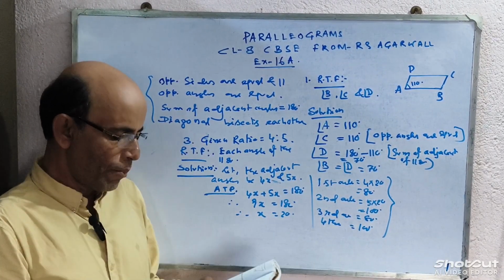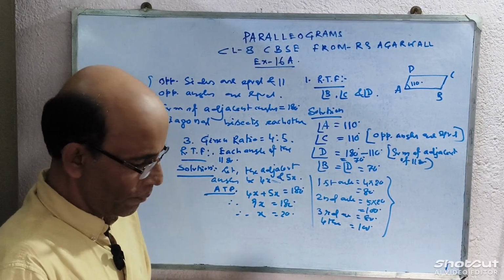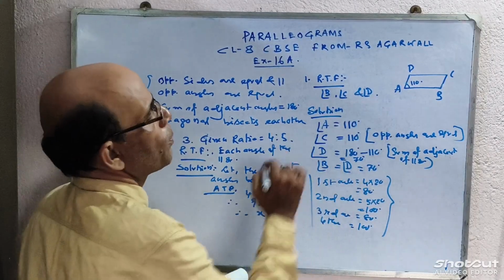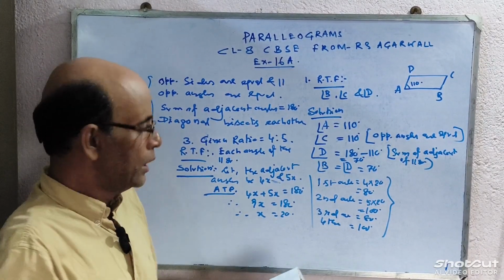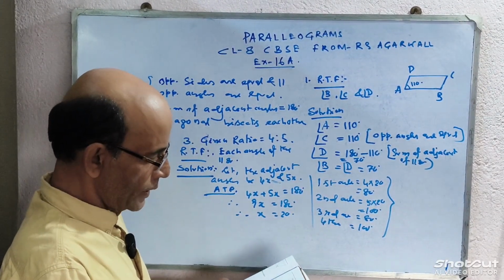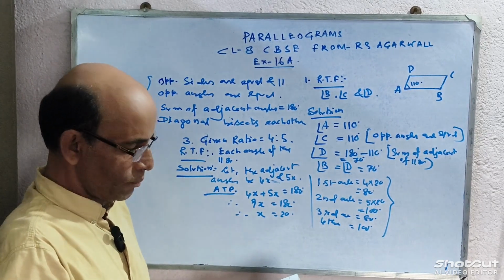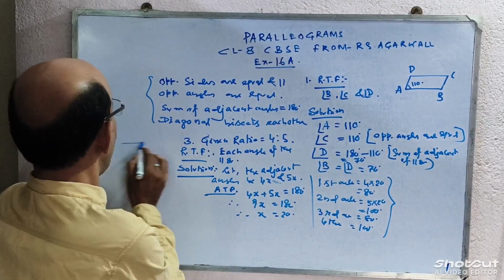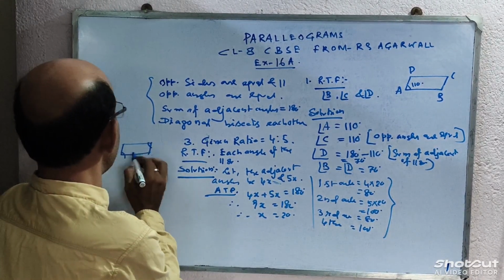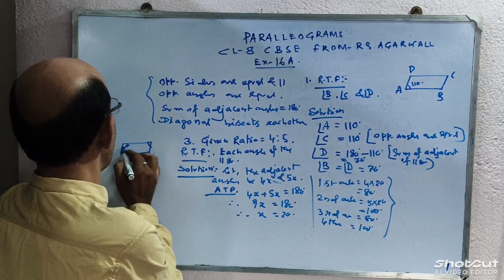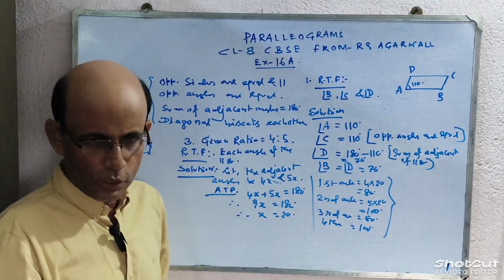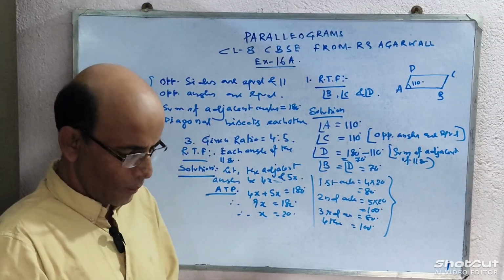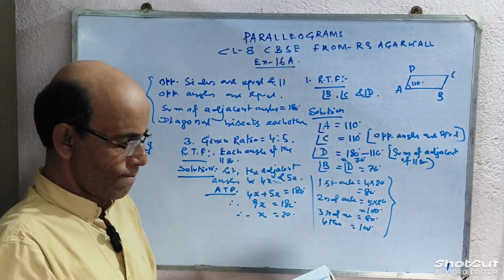Question number 5. The sum of two opposite angles of a parallelogram is equal to 130. What is the relation between opposite angles of a parallelogram? Equal. Their sum is 130. Therefore, each angle is equal to 130 by 2, which means 65. Therefore, the opposite angles are 65, 65. Then one of the adjacent angles is equal to 180 minus 65, which is also equal to its opposite angle. Okay.